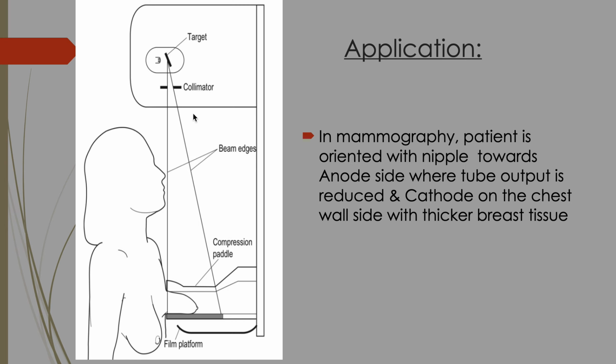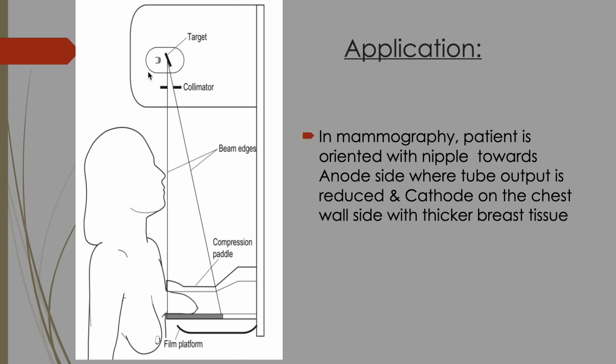You can see the target here. This is the anode. This is the cathode end. You can see from anode to cathode. So what exactly happens here? From anode to cathode, the intensity increases. So the breast tissue is less towards the anode end. That is, the nipple end will be facing the anode, whereas the breast tissue which is close to the chest wall is placed towards the cathode.